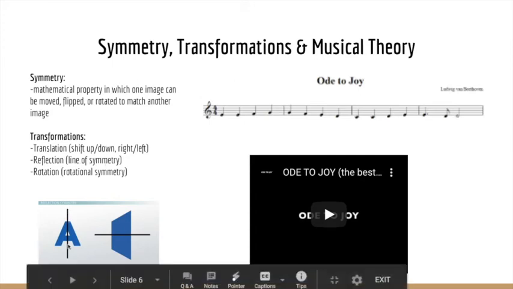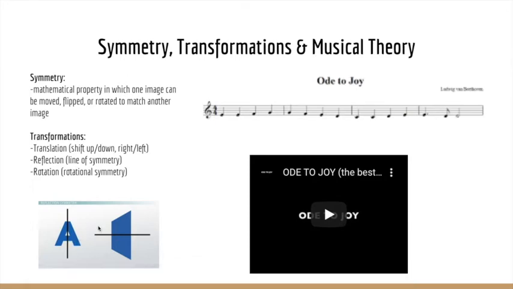So here we have a reflection over this vertical line. Here we have a reflection over this horizontal line. And last but not least, we can have rotational symmetry where perhaps this A and an upside down A could be mapped onto one another by rotating 180 degrees.